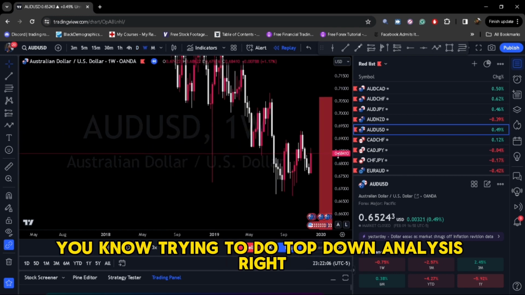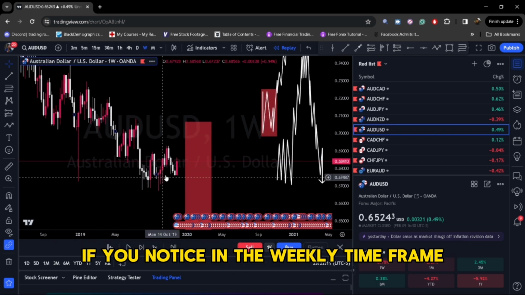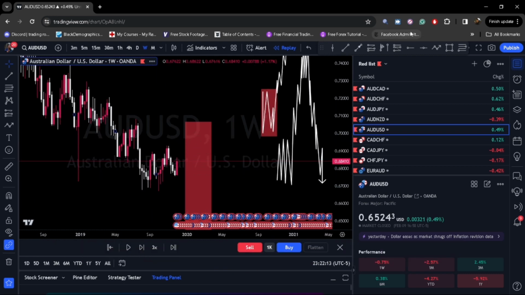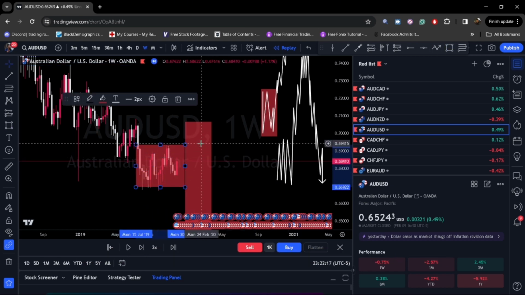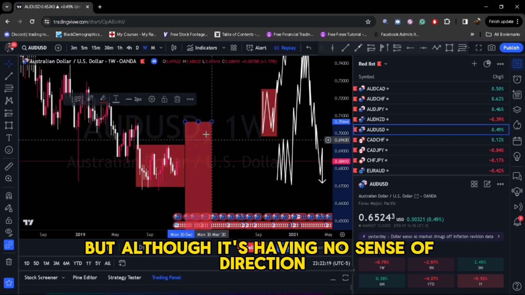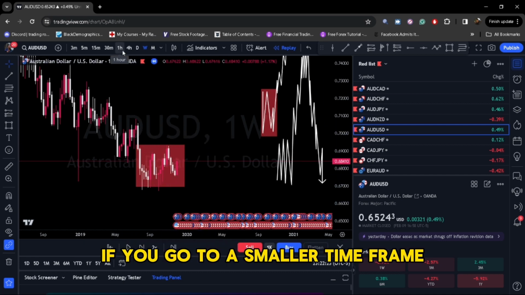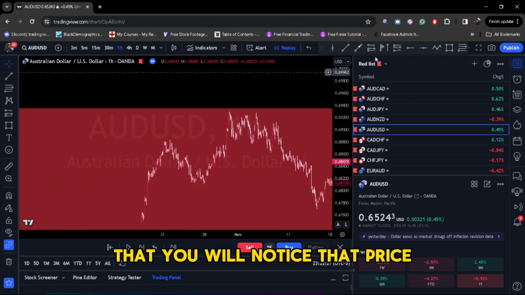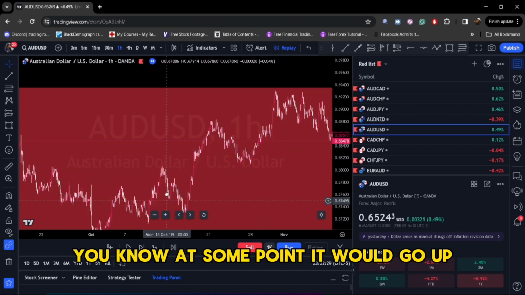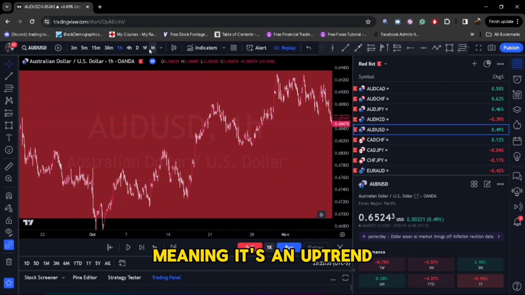do top-down analysis, you would notice that in the weekly time frame, it's ranging here. It has no sense of direction. But although it's having no sense of direction, if you go to a smaller time frame like the 1 hour, then you will notice that price, at some point, it would go up. It's actually going up, meaning it's in an uptrend.